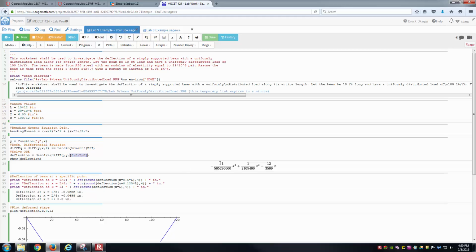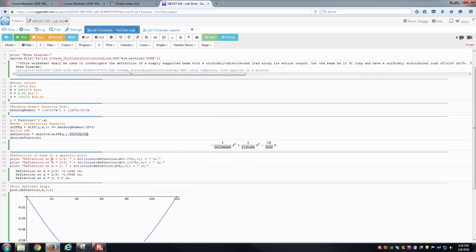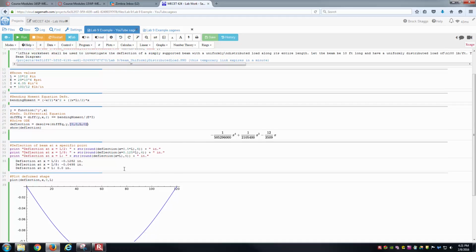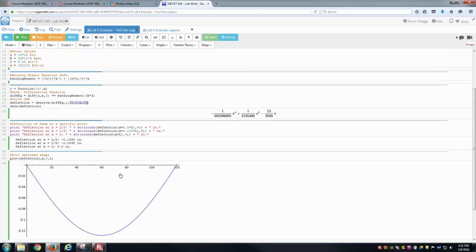After we show it, just to make sure that we have a result, we're just querying the deflection at specific x values, and then finally we're plotting it down here. And so hopefully this quick video helps you work in Sage with using the DE solve command to solve ODEs, and specifically help you with looking at beam deflection.